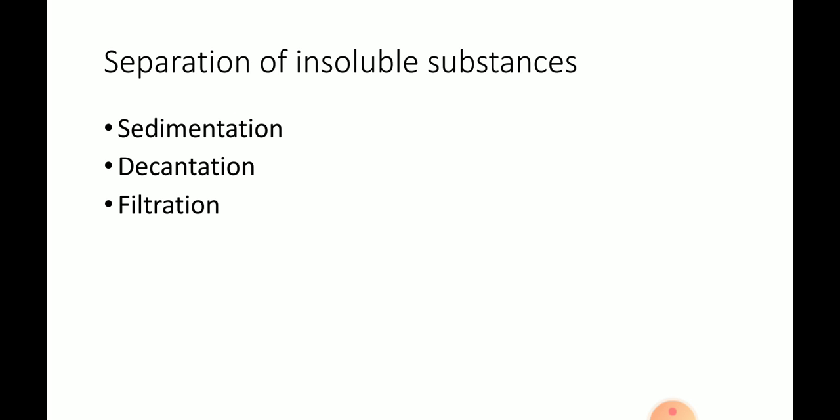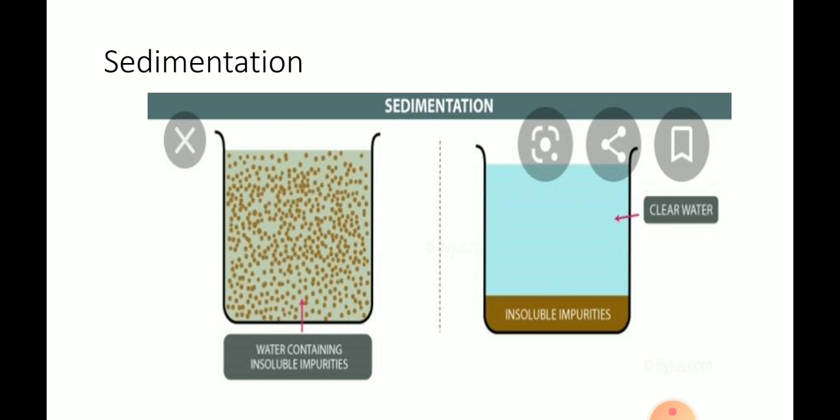The following methods are used to remove insoluble impurities from water: sedimentation, decantation, and filtration are the methods used to remove insoluble impurities from water. First, we are going to learn about sedimentation. Sedimentation and decantation methods are used to separate a heavier insoluble substance from a liquid.